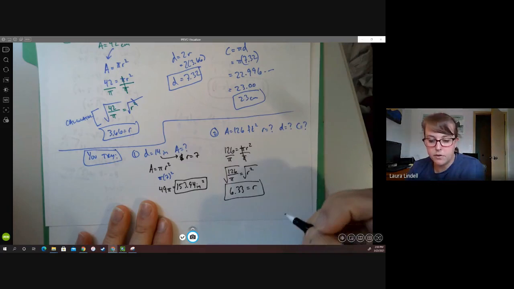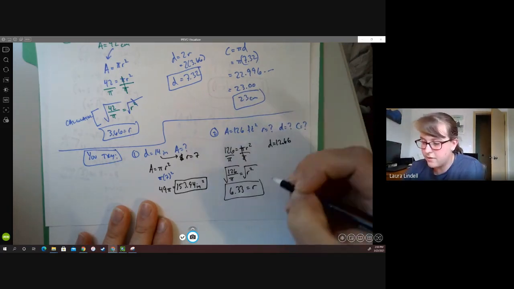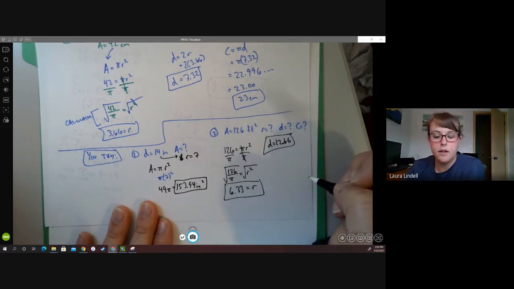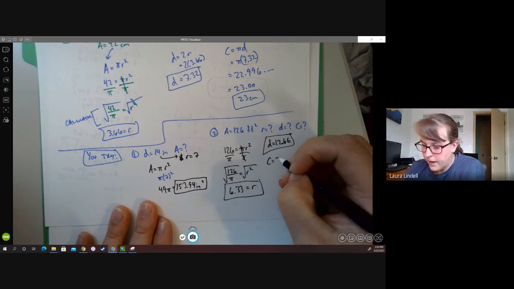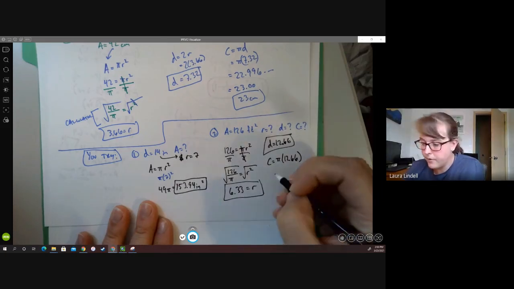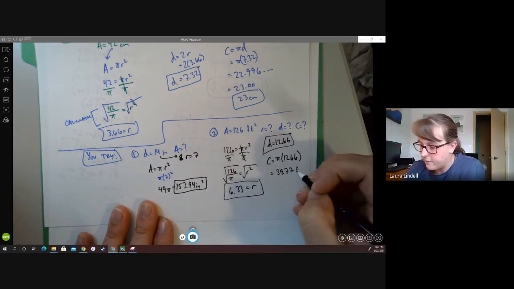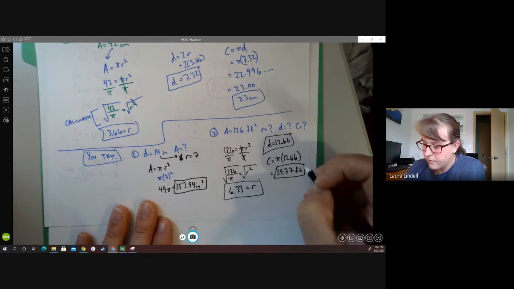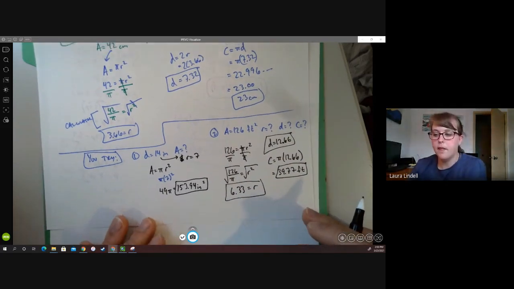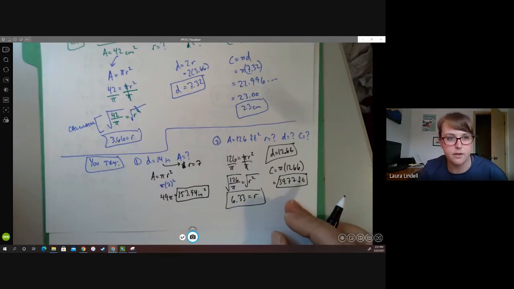And then diameter is twice that, so diameter would be 12.66, since that's 2 times 6.33. And then the circumference would be pi times 12.66, since it's pi times diameter, which is about 39.77, and that is feet. For all three of those would be feet. Okay. Any questions, comments, concerns before we get the homework?